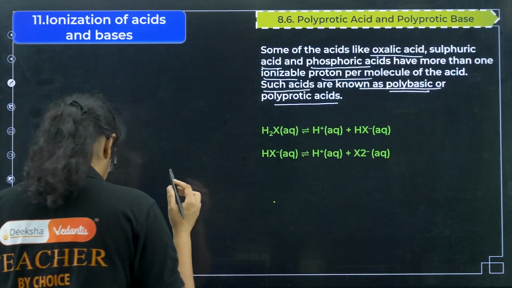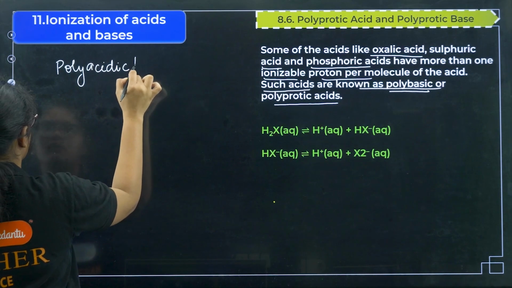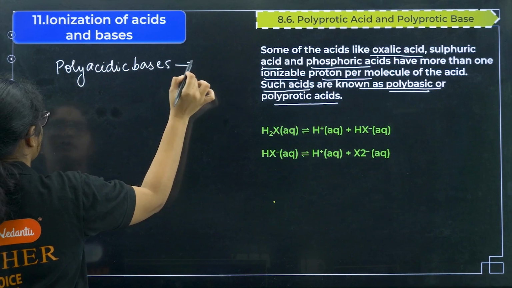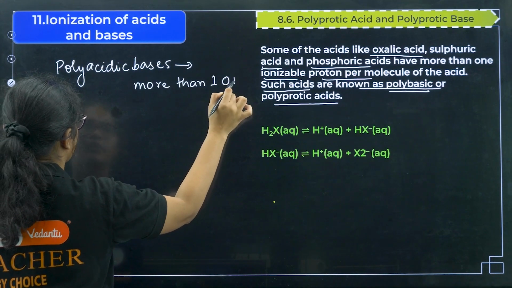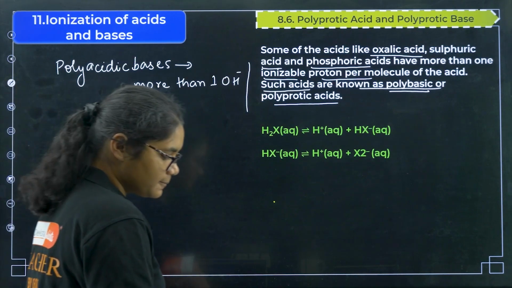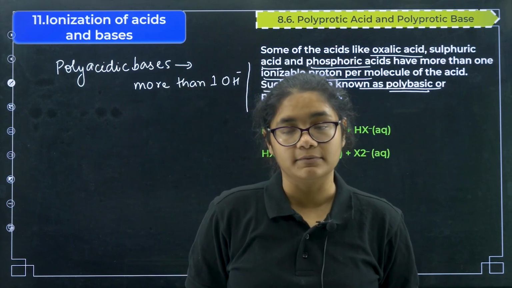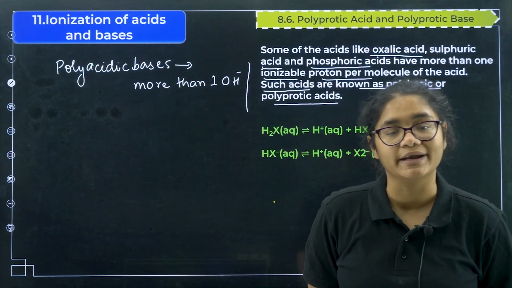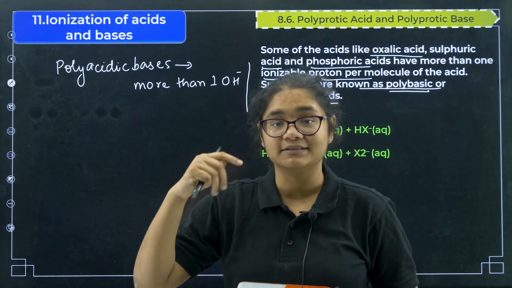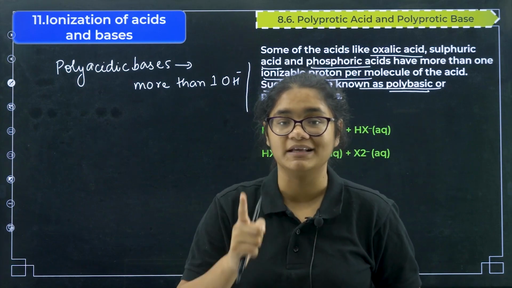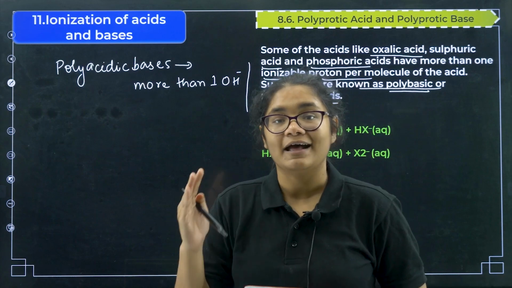Similarly, there will be bases. Okay, what do you mean by polyacidic bases? Polyacidic bases are those which can donate more than one OH minus. Clear? Polybasic acids are those acids which can donate more than one H plus. You can see the names cause confusion here. If an acid can donate more than one H plus, we call it a polybasic acid. If a base can donate more than one OH minus, we call it a polyacidic base.